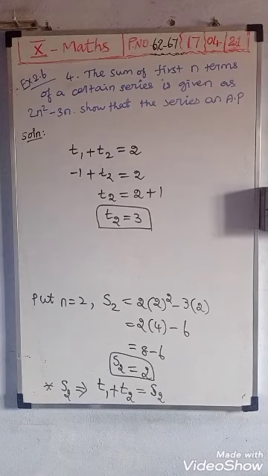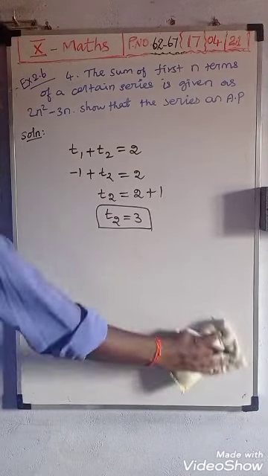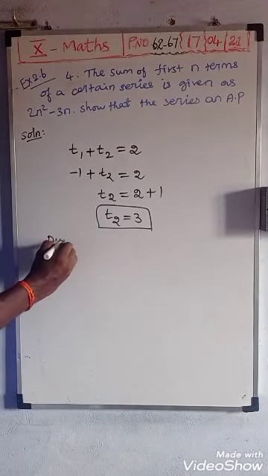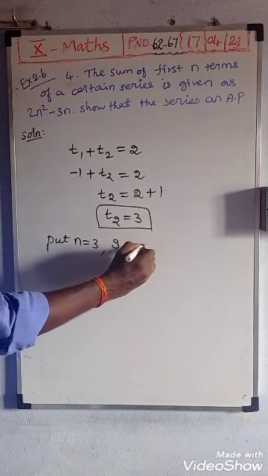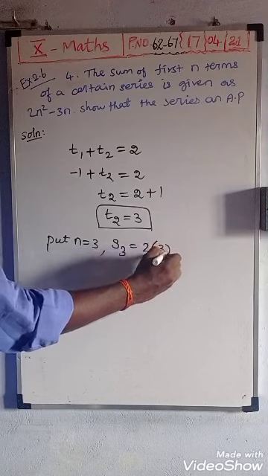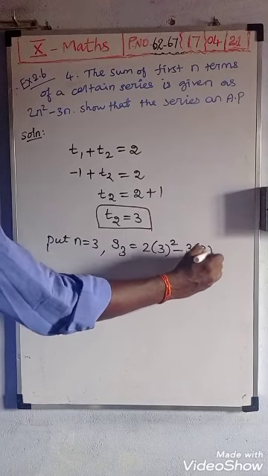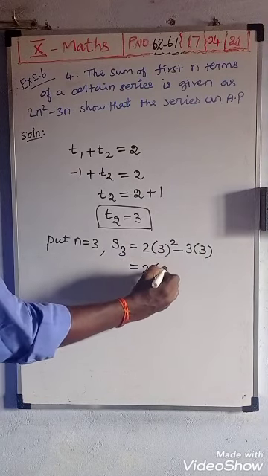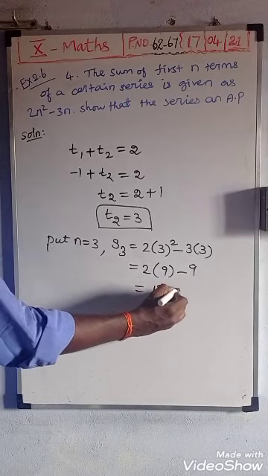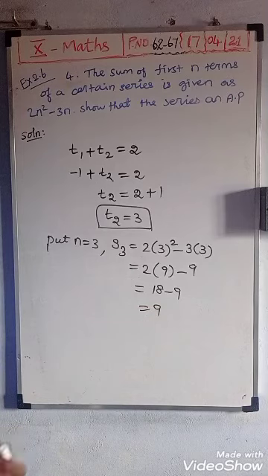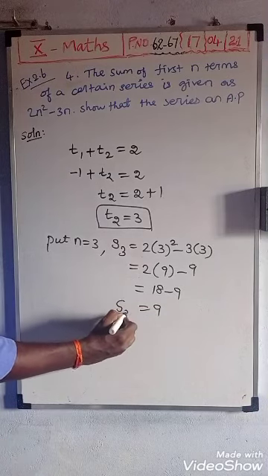Then next, we want to find T3, so put n equal to 3. S3 is equal to 2 times 3 squared minus 3 times 3. So 2 times 3 squared, which is 9, is 18, minus 3 threes, which is 9. 18 minus 9 we will receive as 9. This is called S3.